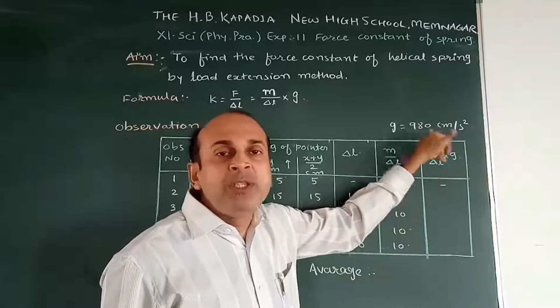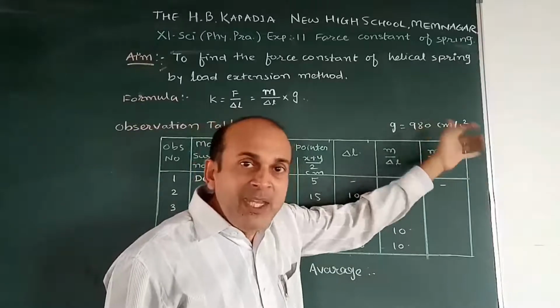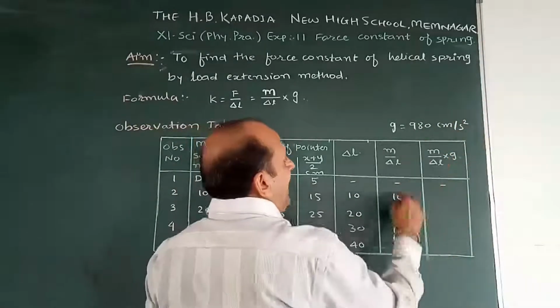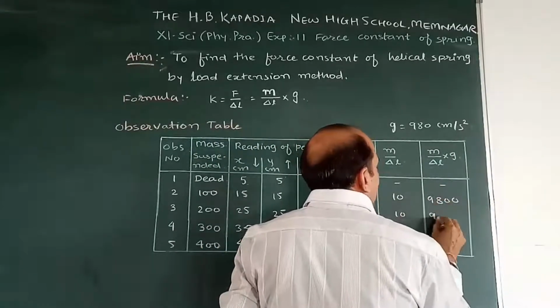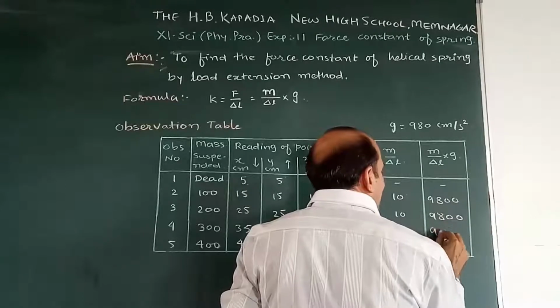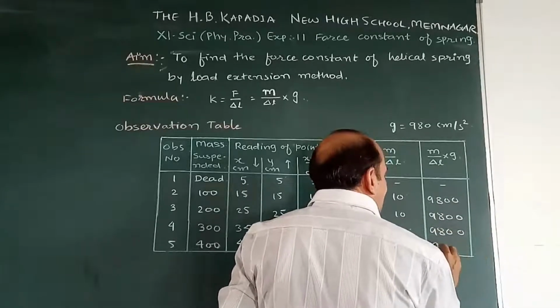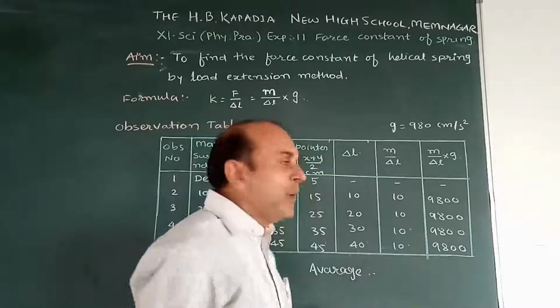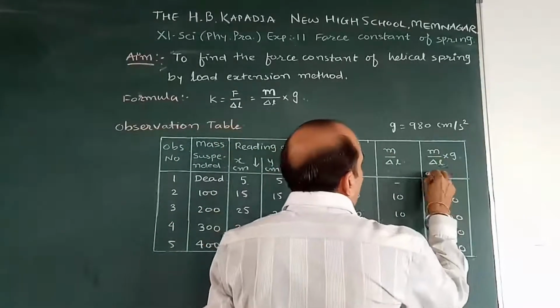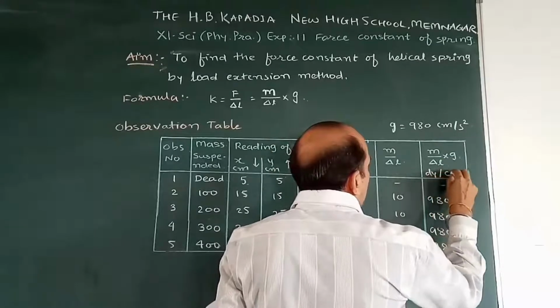Here the value of g is equal to 980 in CGS. So 980 into 10 is 9800, 9800, 9800, 9800, and its unit is dyne per centimeter. So you can write here dyne per centimeter.